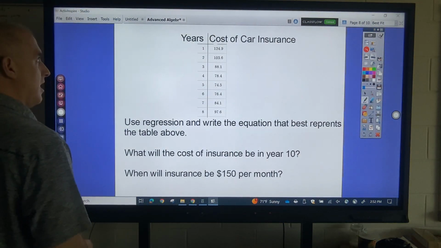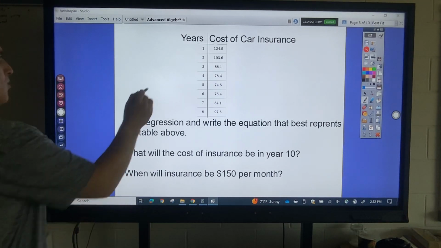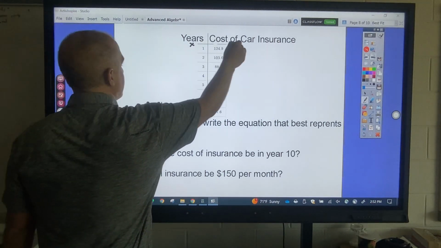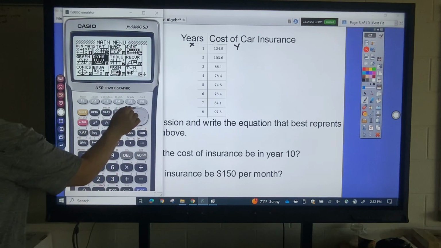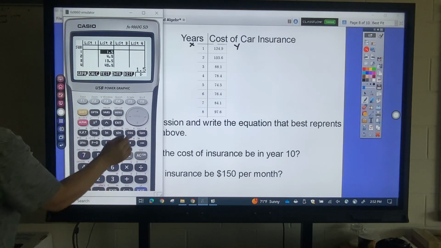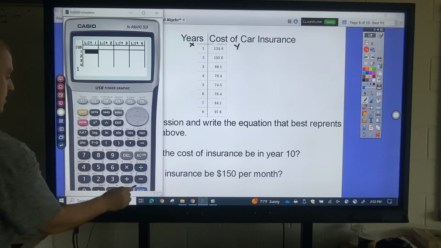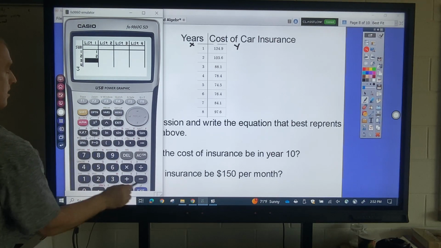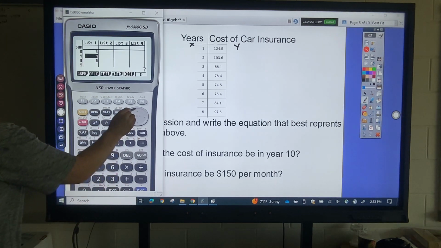Years and the cost of car insurance. Now, keep in mind that's going to be your X, that's going to be your Y. So I'm going to go to menu and stat. I'm going to delete all these. I want to do 1, 2, 3, 4, 5, 6, 7, 8.